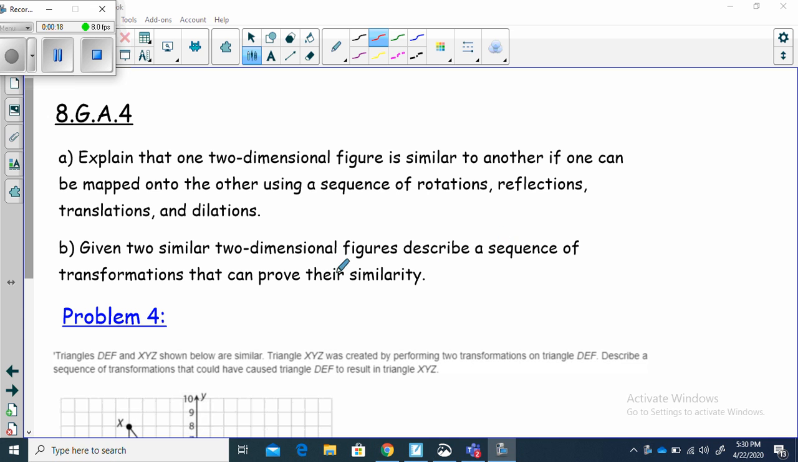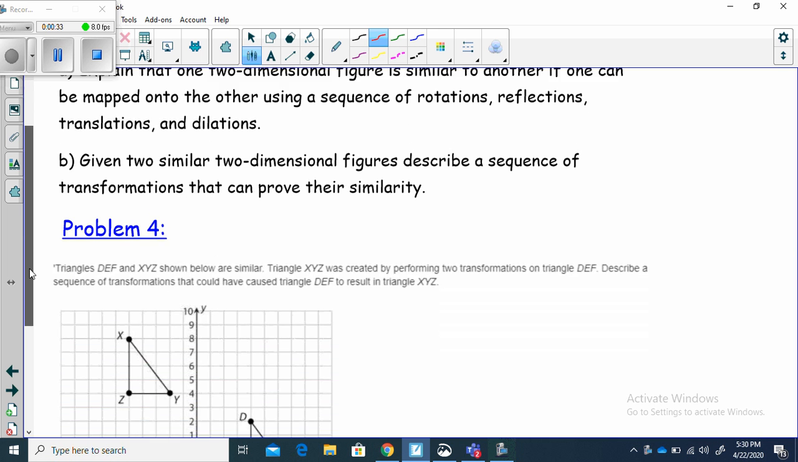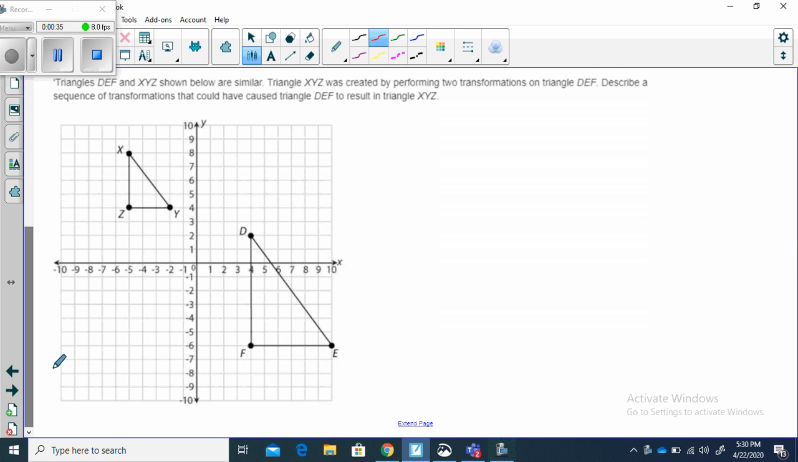Now let's remember, to prove two figures are similar, first you need to have a dilation by a scale factor, and then you can have a series of congruence transformations like rotations, reflections, and translations. The key is to map one onto the other, first dilating one of them.